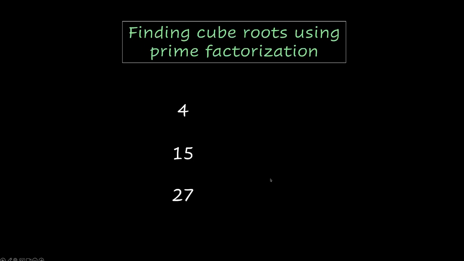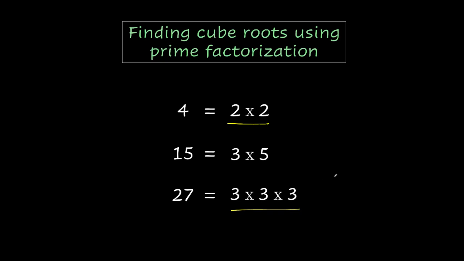Hey there, I'm sure you know what prime factorization is. For a number like 4, you would have 2 times 2. For a number like 15, you would have 3 times 5. For 27, you have 3 times 3 times 3. Writing any number as a product of its prime factors is called prime factorization. For us, this is a very useful tool to figure out the cube roots of numbers.